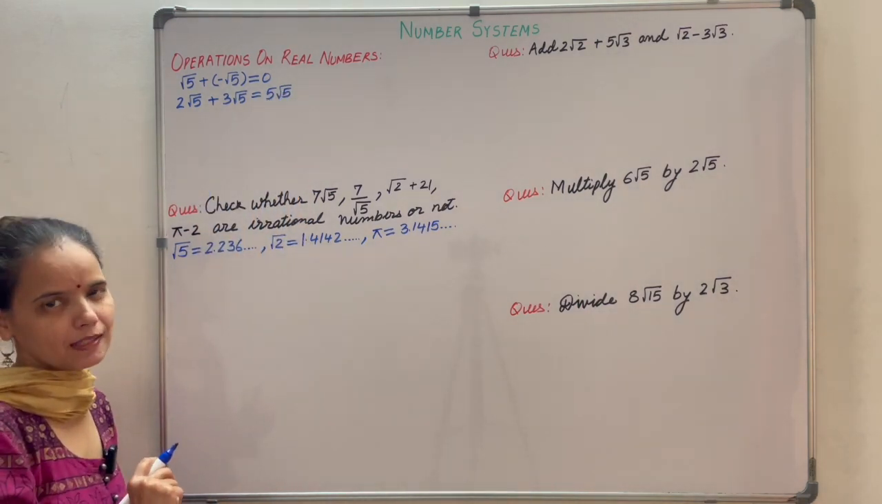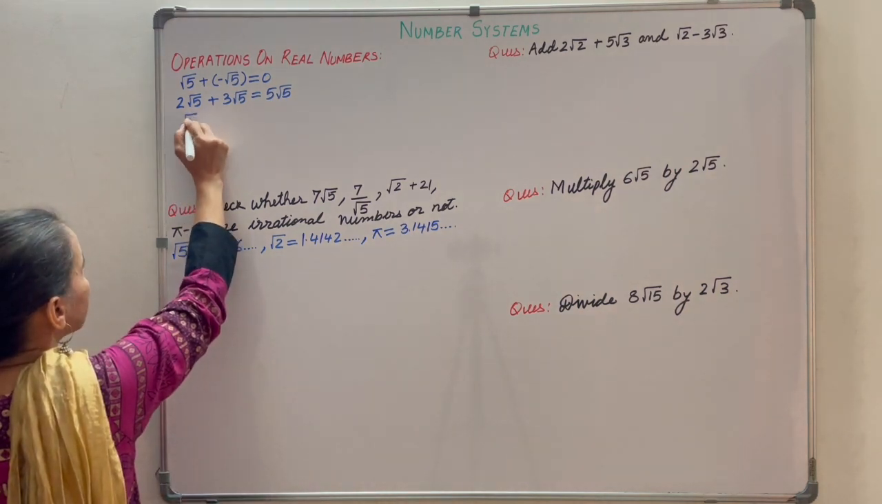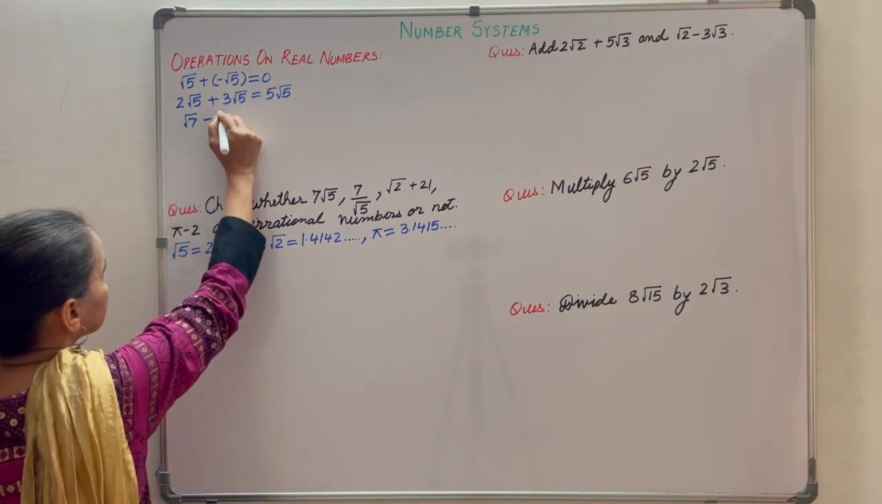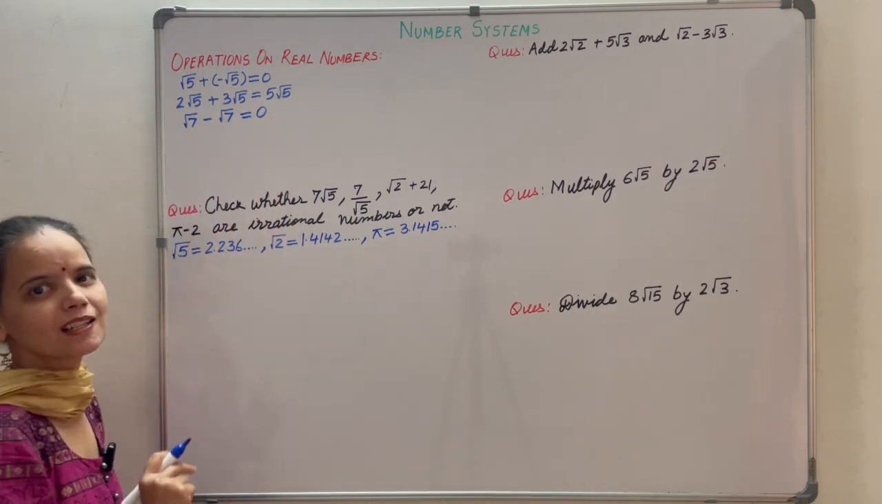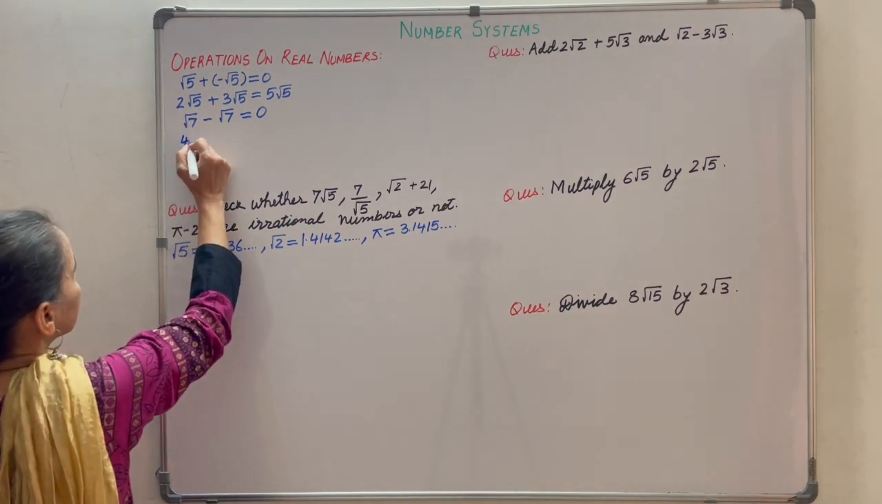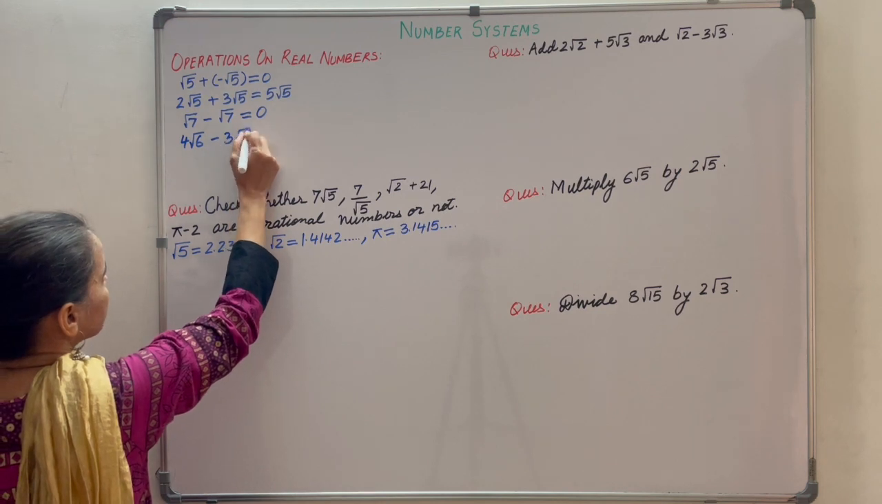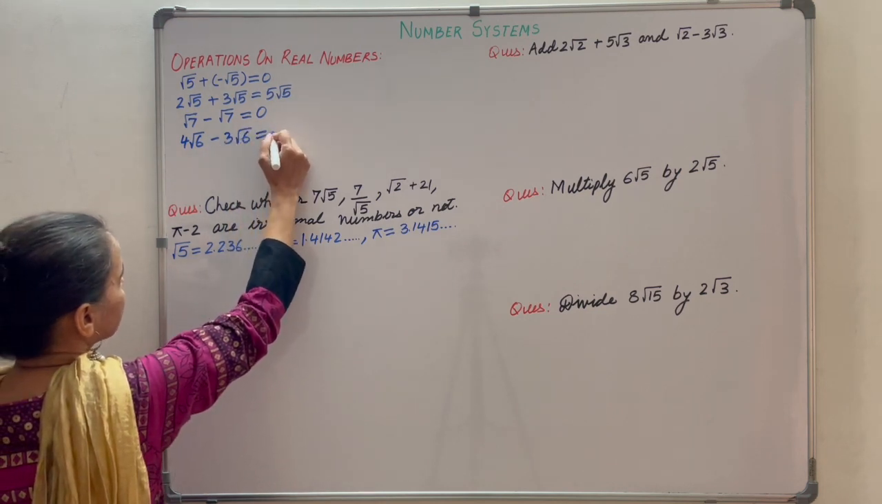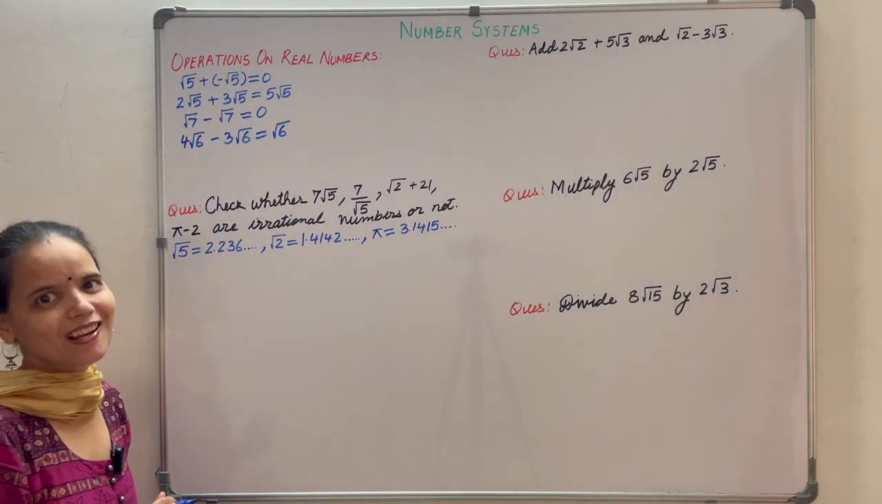Let me write down some examples on subtraction. Suppose you have root 7 and you subtract root 7 from it, you will get 0. This is a rational number. Now let us take 4 root 6. From this, if I subtract 3 root 6, I will get root 6. This is an irrational number.